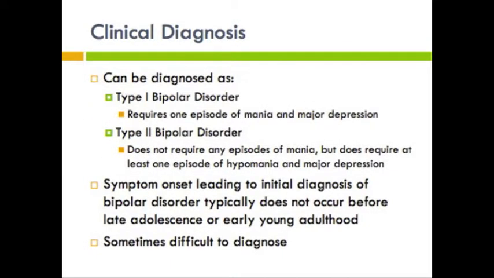Like schizophrenia, bipolar disorder is diagnosed based on its clinical manifestations. It can be diagnosed as type 1 bipolar disorder or type 2 bipolar disorder. Type 1 requires one episode of mania and major depression. Type 2 does not require any episodes of mania, but does require at least one episode of hypomania and major depression. Symptom onset leading to initial diagnosis of bipolar disorder typically does not occur before late adolescence or early young adulthood. It is sometimes difficult to diagnose.